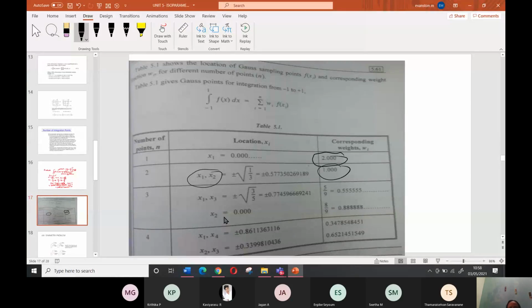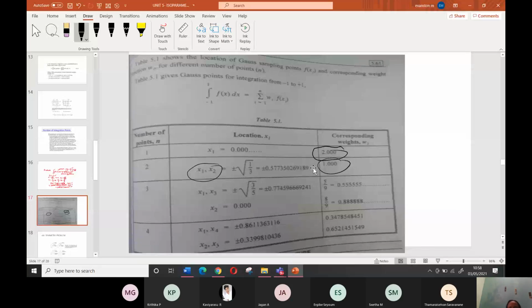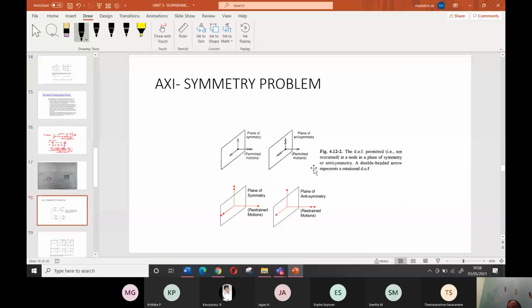Suppose I give the values of x1, x2 and x3, 3-point quadrature, then with the weights, how will you find out the integration of this one? You have to take this x1 point into this point, and x2 into this point, and x3 into this, that you have to substitute and find out. We have done a problem in the class, so you'll be in a position to know.